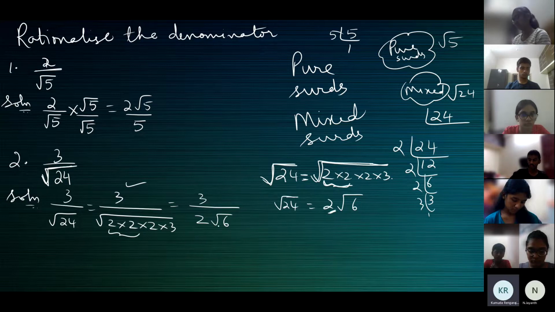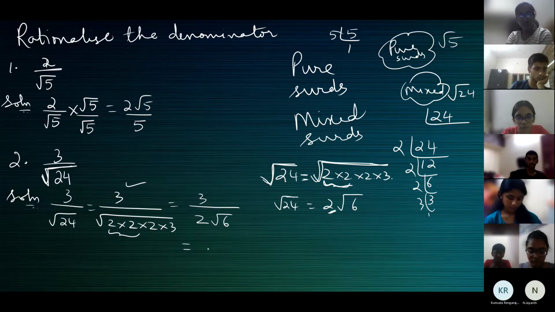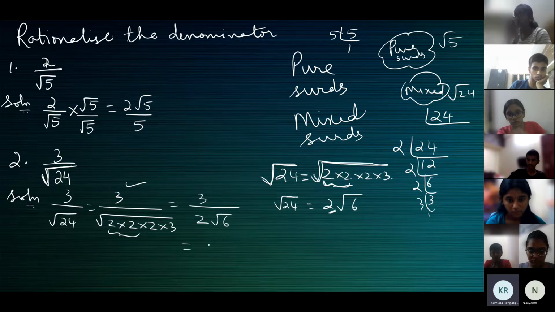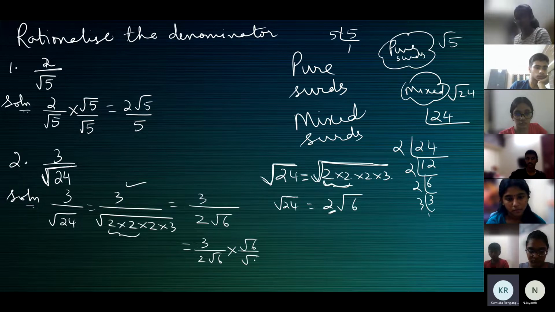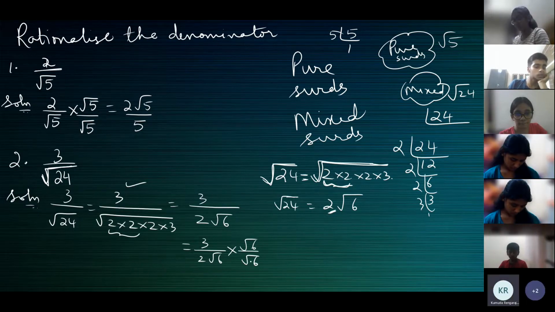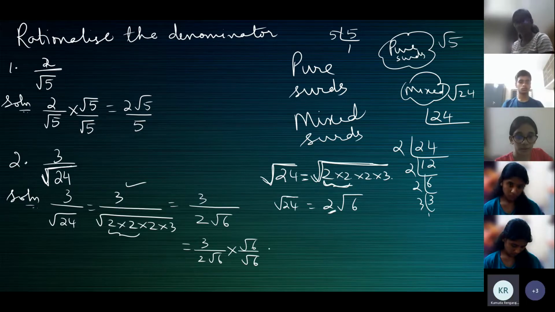All right, children. So now in 3 by 2 root 6, what is irrational? Is 2 irrational? No. Only root 6 is irrational. Correct. So in 3 by 2 root 6, multiply and divide only by root 6. Children, you keep writing one below the other. I'm just writing it on the side because I have place here. You keep writing one below the other.